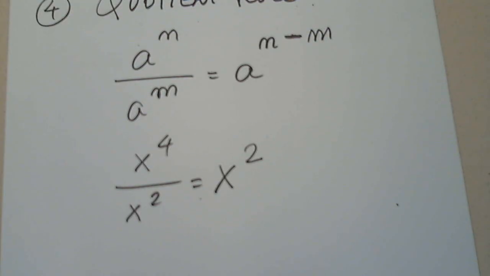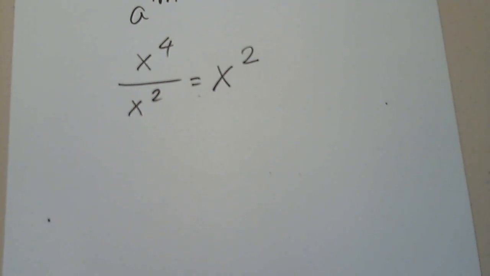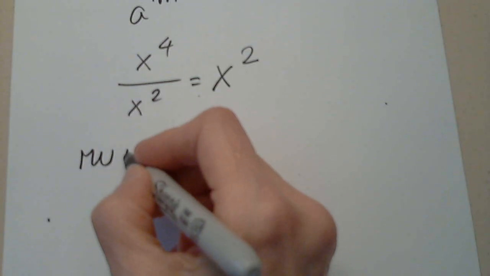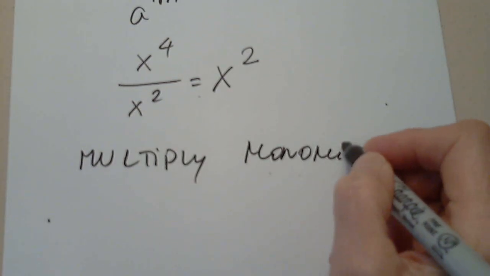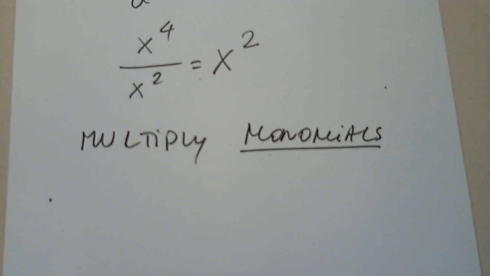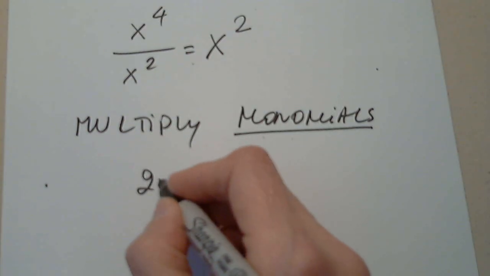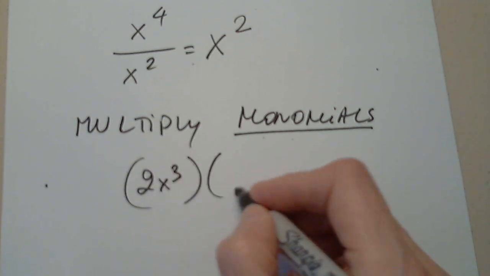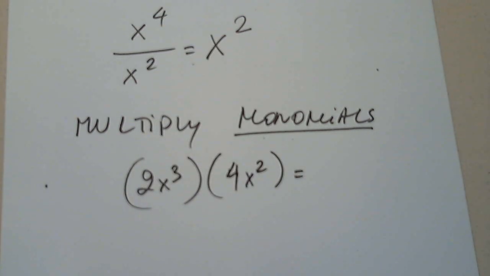Now we're ready to learn how to multiply. First, let's multiply monomials first. And then we'll multiply binomials, trinomials, and so on and so forth. So I'm going to come up with two monomials. Let's say 2x to the third multiplied by 4x squared.